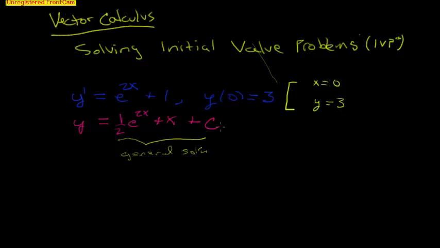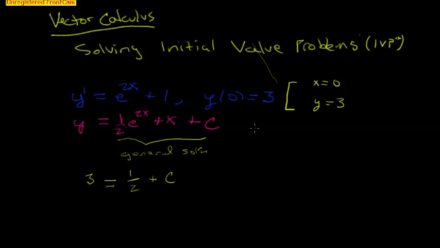But we're after finding a specific solution that also satisfies this initial condition. So what we'll do is use that initial condition, x equals 0, y equals 3, to solve for the constant c. So on the right, when we plug in x equals 0, we end up with 1/2 plus c. And on the left, we have y equals 3.